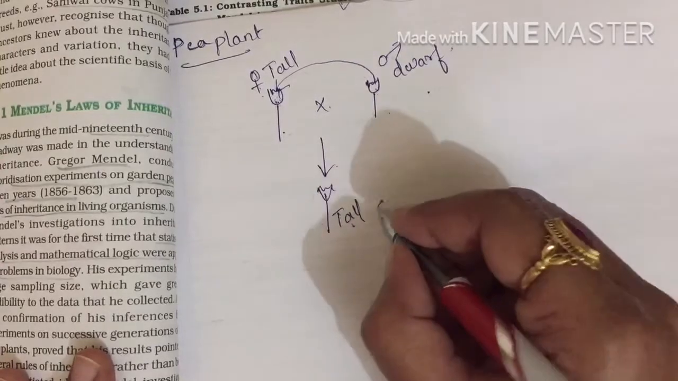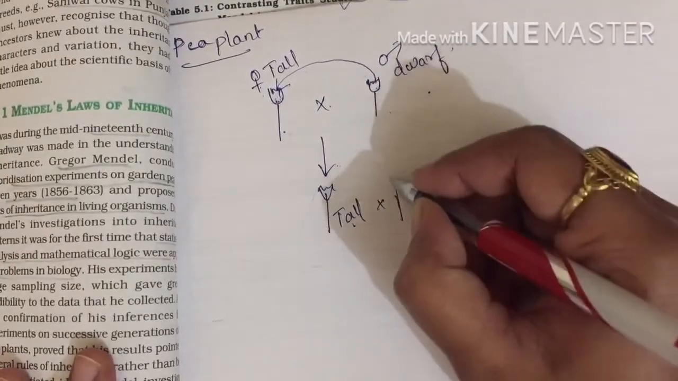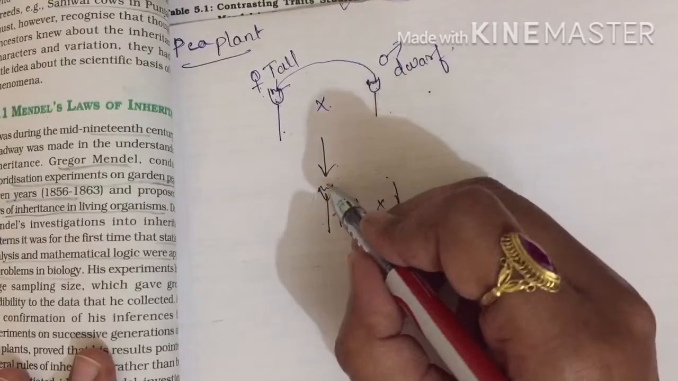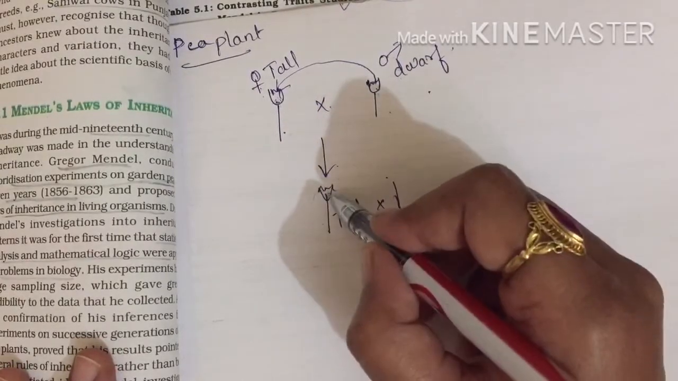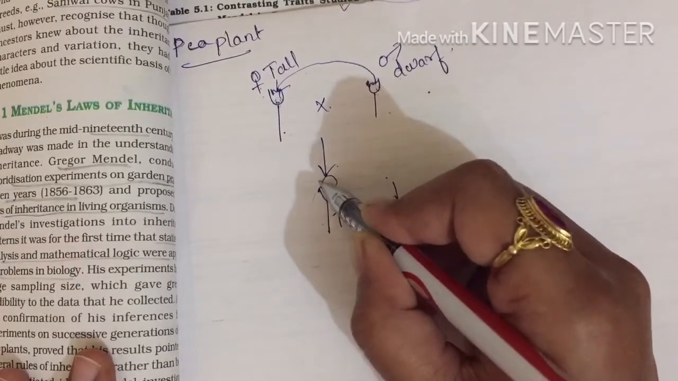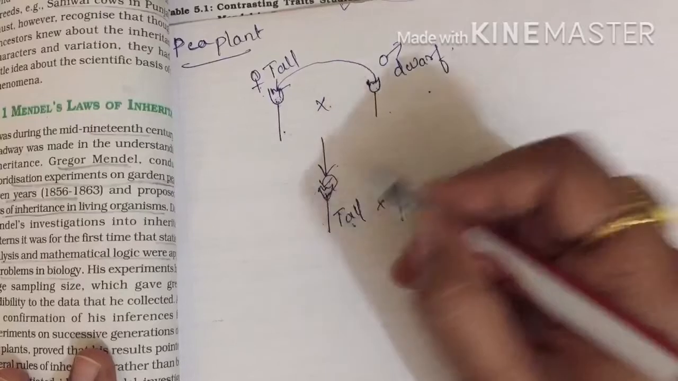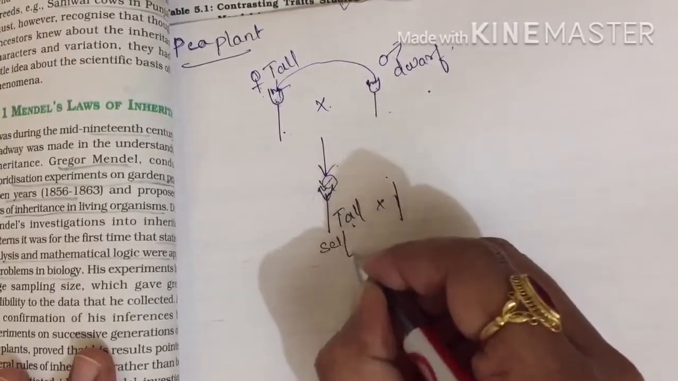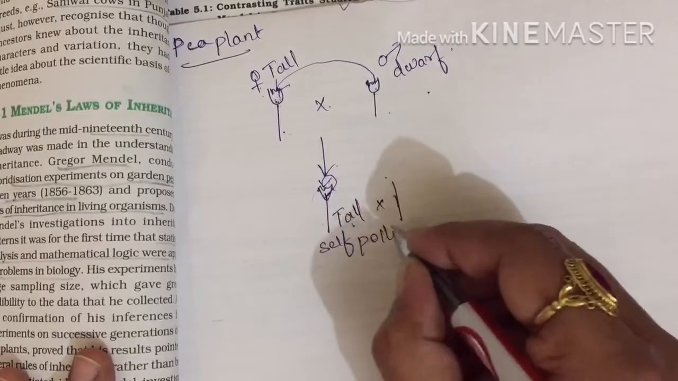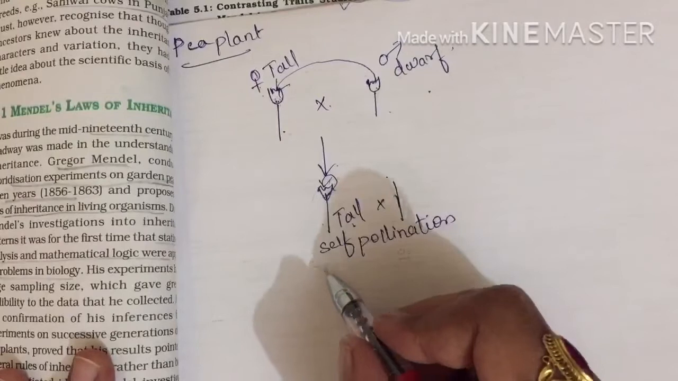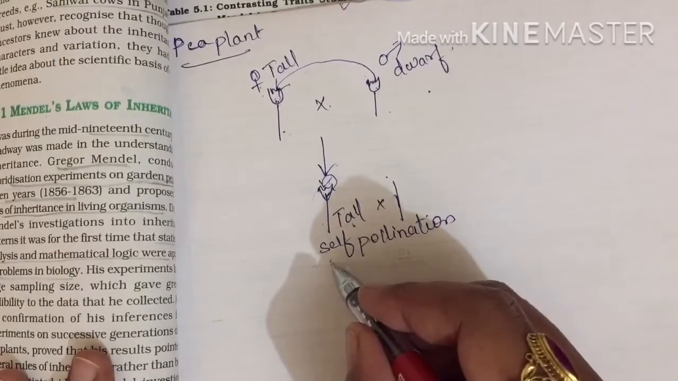Now this tall plant was self-crossed. Self-crossed means the same plant. This is a bisexual flower. It carries both androecium and gynoecium. So from the same androecium, or stamen, pollen grains are collected and dusted on the stigma of the same flower. Then after self-pollination, again fertilization takes place and it produces seeds. Those seeds were sown under the soil.